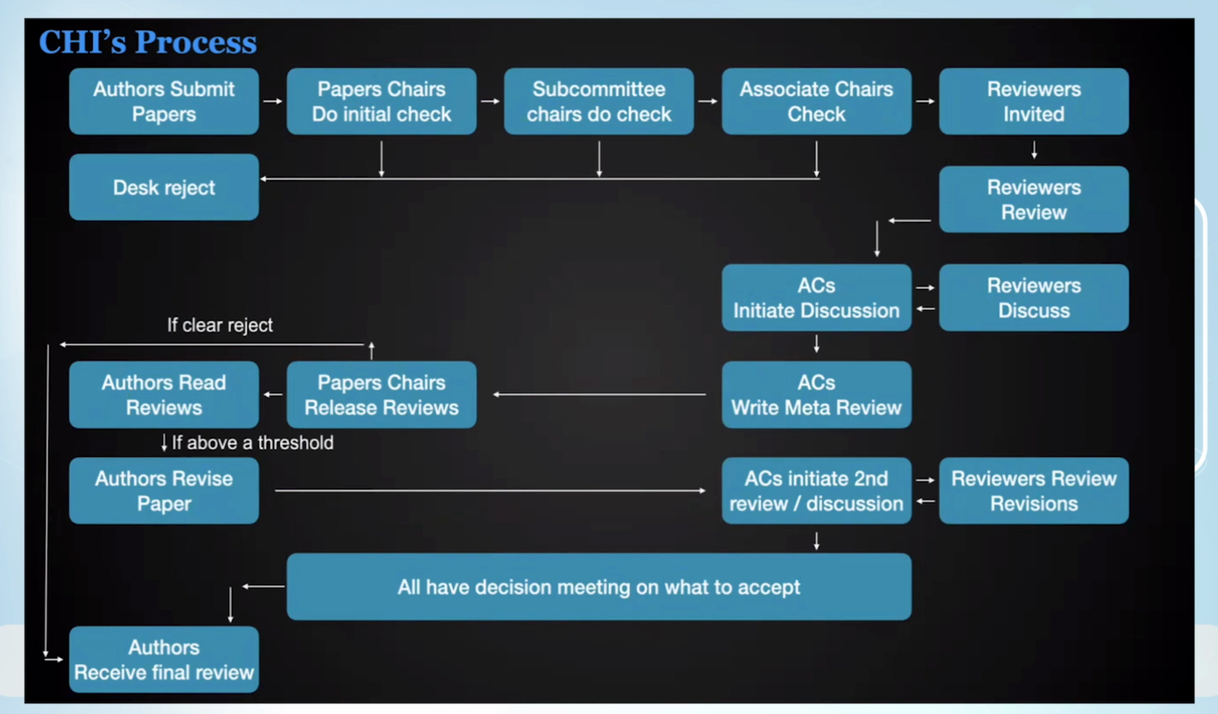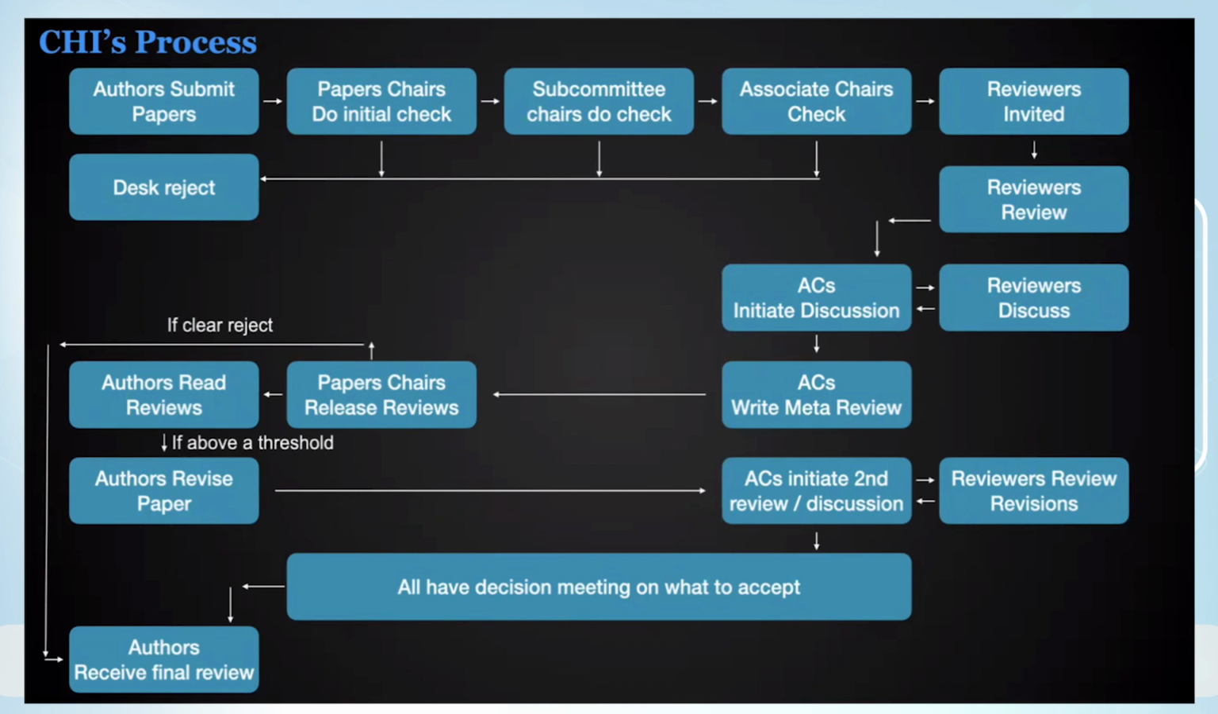The author revises the paper, and then once they submit it by the next deadline, it goes back to the senior reviewers, and the senior reviewers re-invite you as a reviewer to check the improvements, especially if there's improvements you requested. And again, there should be discussion about that. So it's a review and a discussion second cycle. And then together, the papers chairs, subcommittee chairs, and associate chairs all have these large PC meetings, decision meetings, where these are discussed and they decide which papers through that second revision now meet the bar for acceptance. And then the authors get that decision afterwards.